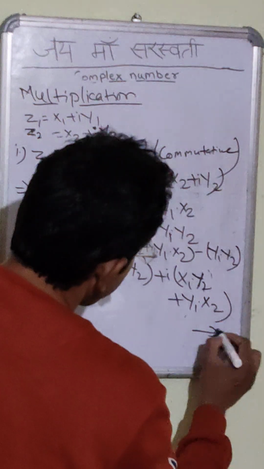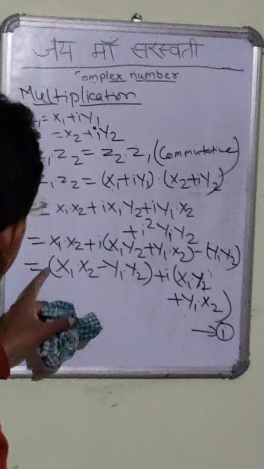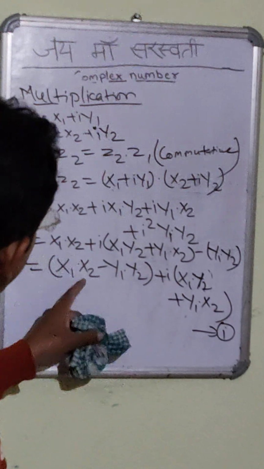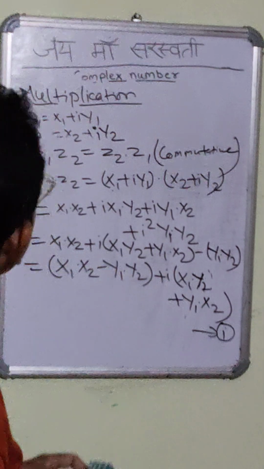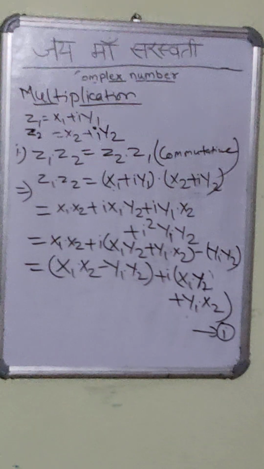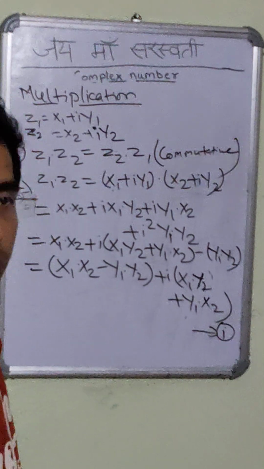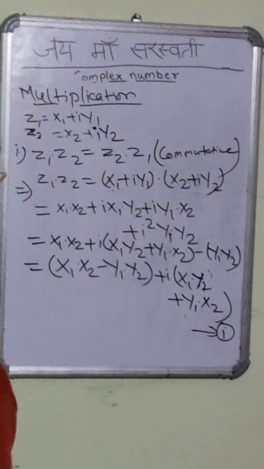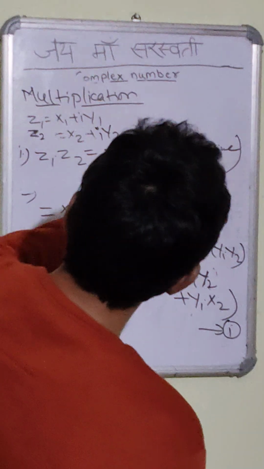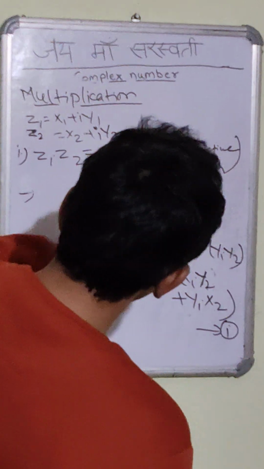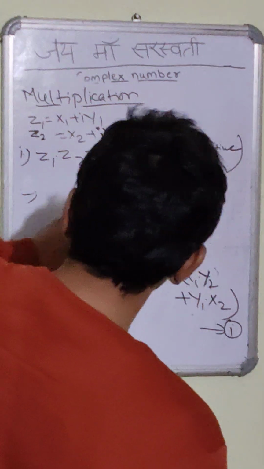So this is the first part which we had seen. When we multiplied both the entities, we got this expression: x1 into x2 minus y1 into y2 plus i (x1 into y2 plus y1 into x2). This is the first expression. Now we will multiply by changing the position. We used Z1 first and Z2 next. Now we will use Z2 first and Z1 after that, multiplying Z2 into Z1. We will see the outcome and cross verify whether it is commutative in nature or not.